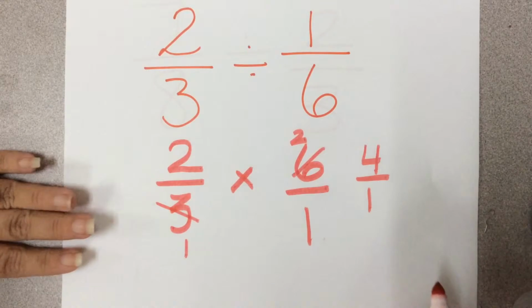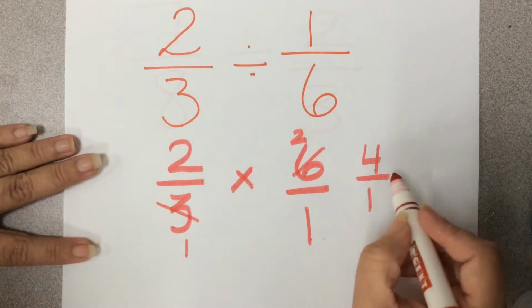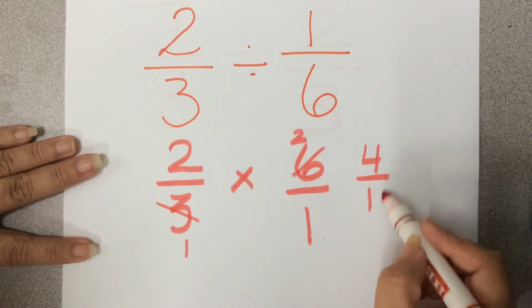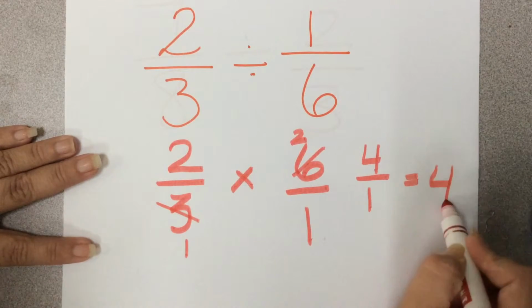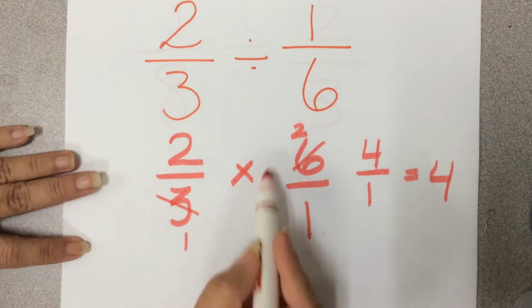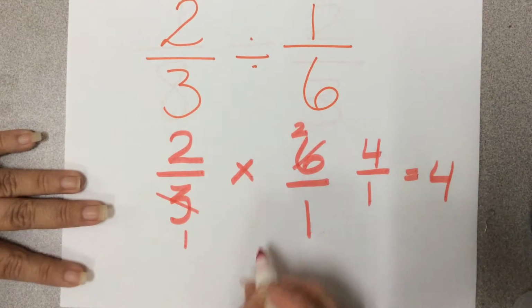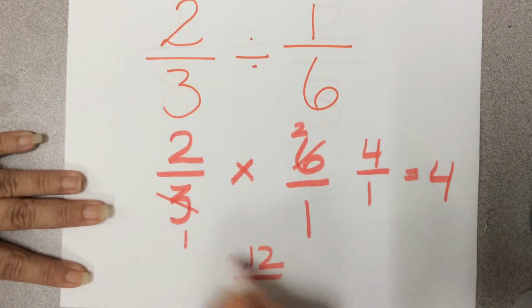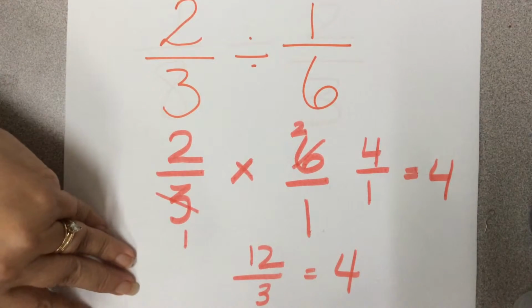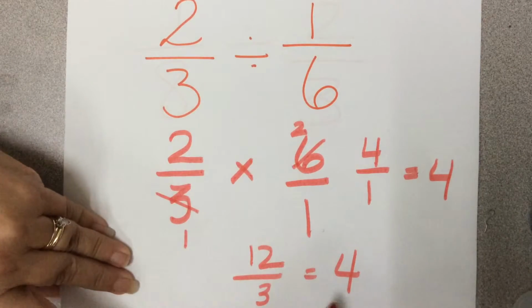Okay, that's an improper fraction, and I cannot leave it that way. So this really means 4 divided by 1. Well, 4 divided by 1 is equal to 4. So my answer is 4. If I had not cross-simplified, I would have had 2 times 6, which is 12, 3 times 1, which is 3, and again, 3 goes into 12 4 times, and I get the same answer. So either way, I would have arrived at 4.